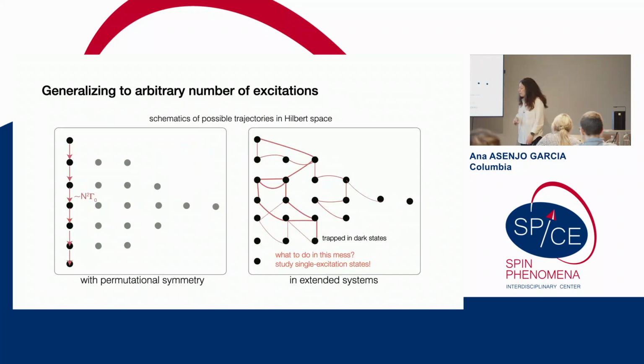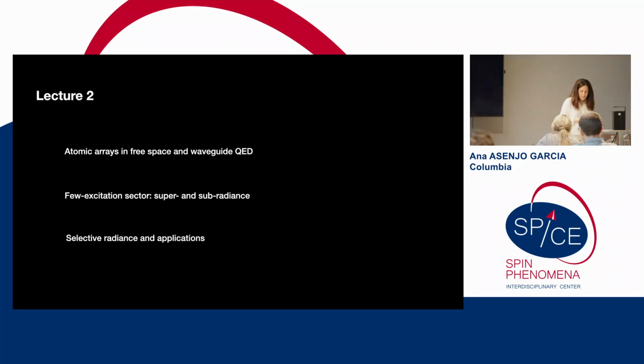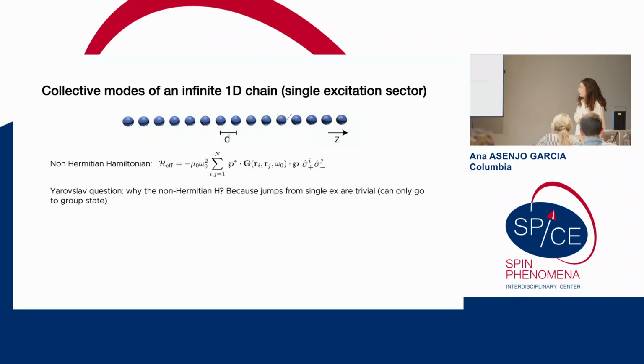Okay, so what I'm going to do today is characterize these single-excitation dark states, and then tell you how to prepare them and harness them. The easiest way to think about this, as usual, is in 1D. So this is a 1D chain in 3D free space. My chain is going to be along the z direction.